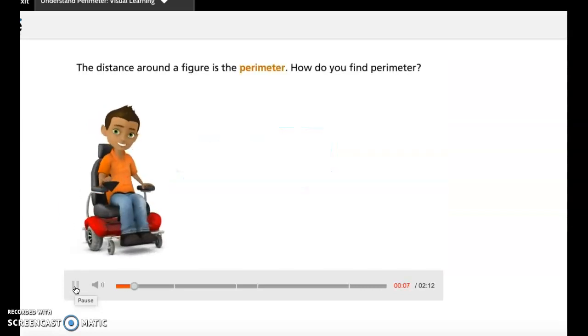The distance around a figure is the perimeter. How do you find perimeter? Let's find out.